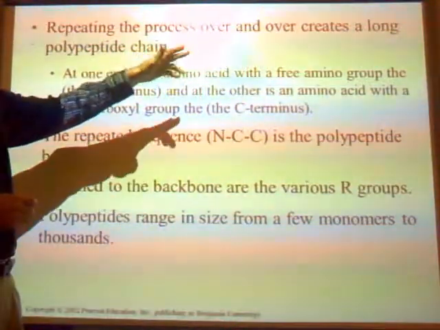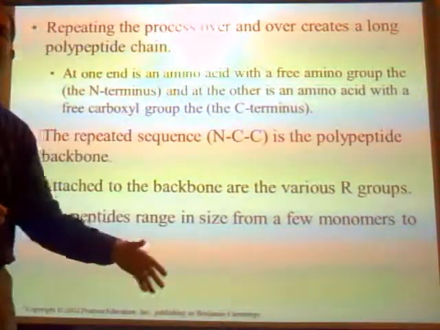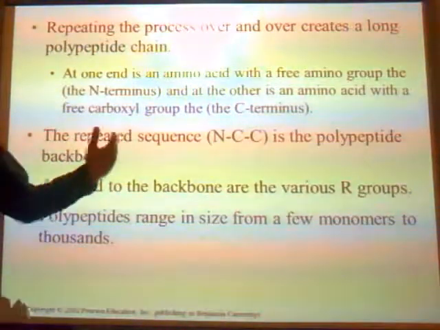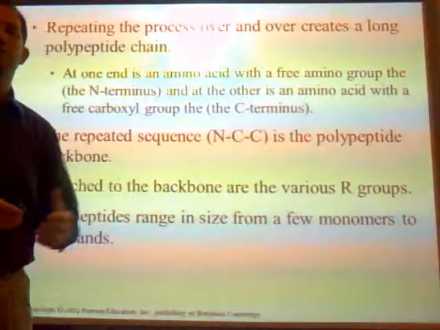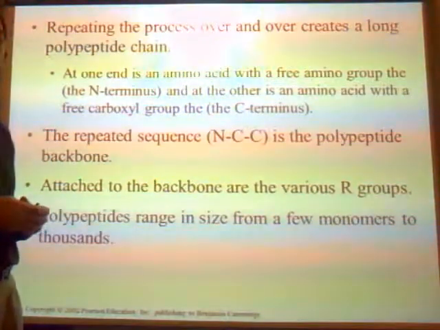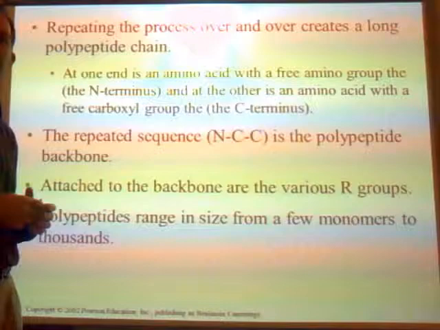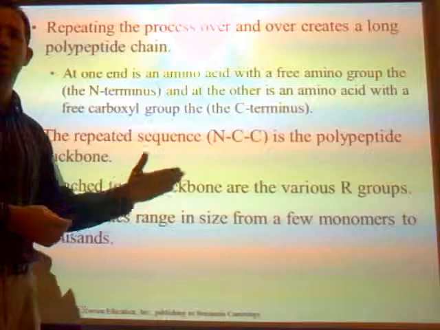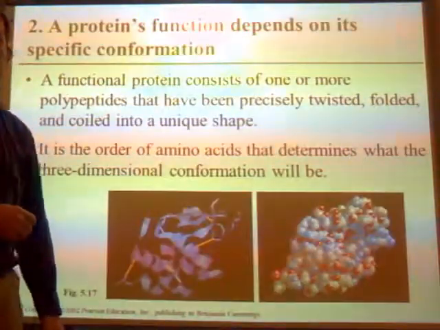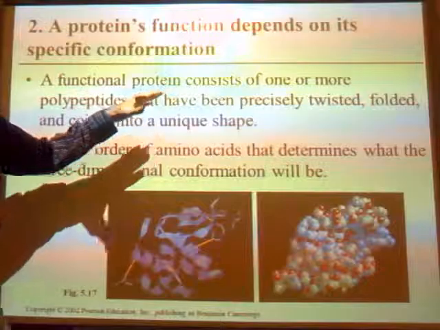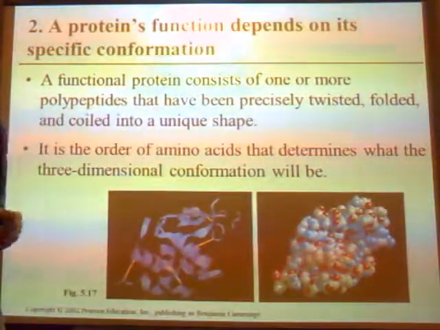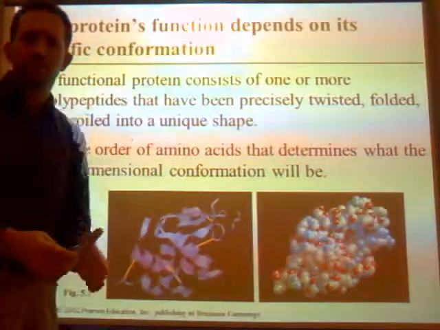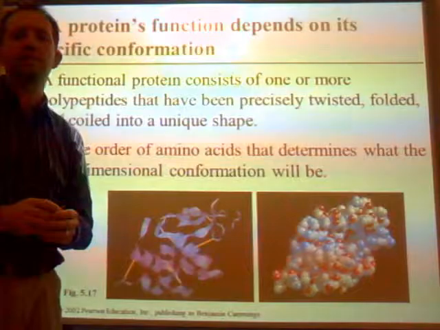As you repeat this process, you are going to form a very lengthy polypeptide chain, and as this polypeptide chain continues to get larger and larger, we're going to end up having our functional proteins, moving into our protein region. Polypeptides can range from a few monomers up into the thousands of monomers. The function is going to depend on its specific conformation. Again, what we're talking about is shape is going to determine function. That's the thing I want you to basically get from this.